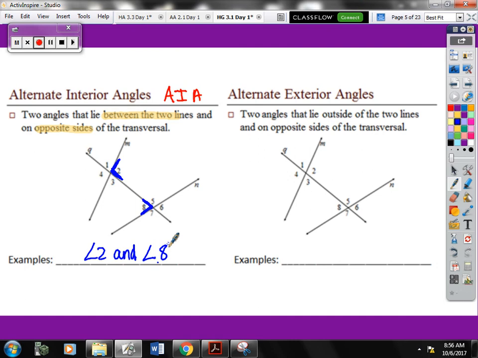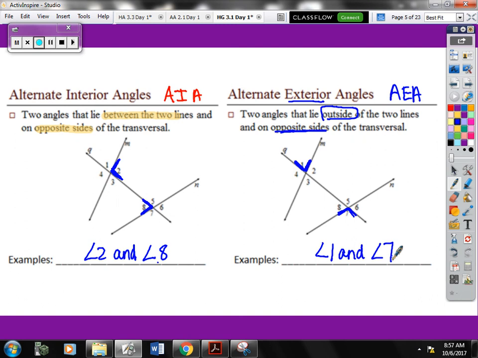All right, the next one are alternate exterior angles, abbreviated AEA. So these are going to lie outside, exterior, and they're alternating, on opposite sides of the transversal. So they're going to be angles that alternate outside. For example, angle 1 is outside, and angle 7 is outside, and these are on opposite sides of the transversal. So angle 1 and angle 7.